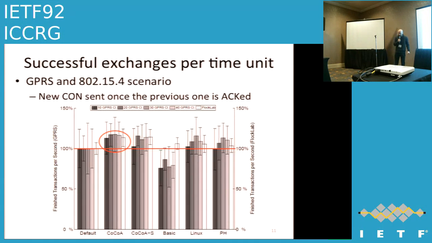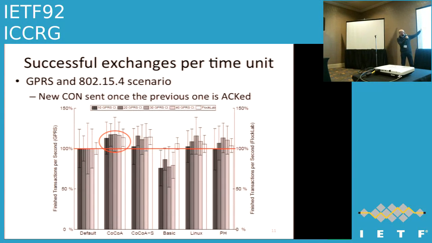Next, please. So this is the first performance parameter we are focusing on, which is the ratio of successful exchanges per time unit that are achieved by the different algorithms in both the GPRS and the 15.4 scenarios. Here the experiments are as follows. The client sends a confirmable message, and when it is acknowledged, the client immediately sends a new confirmable message, so that we have some continuous traffic going on. What we can see is that the results are normalized to those of default CoAP, and CoCoA is achieving the highest performance regarding this ratio of successful exchanges per time unit. We can see that CoCoA-S performs somewhat similarly, but maybe not so well.